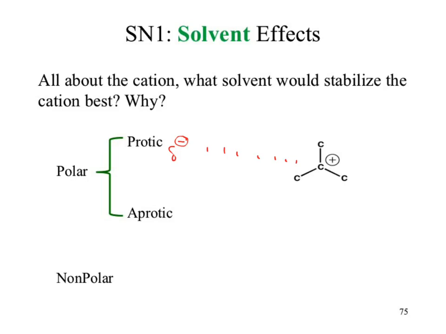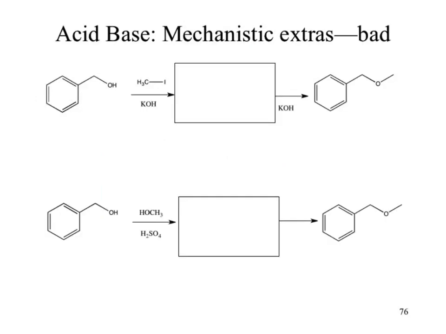Okay? So we just double back to the mechanisms that you already know and say, how do these things affect your reactions? Okay? So let's take a look at some mechanistic extras. These are all bad things potentially. So if we take a look at the reaction setup, okay, how might we go through and do that top one?